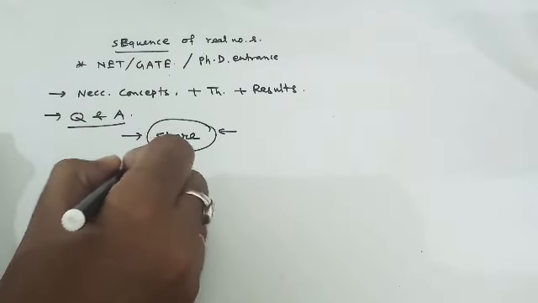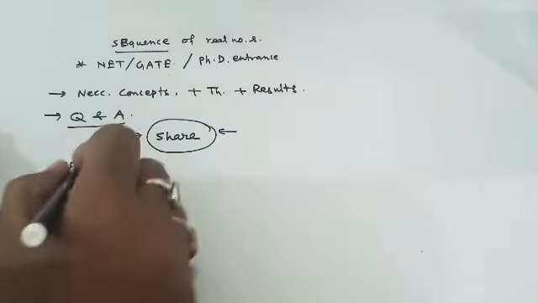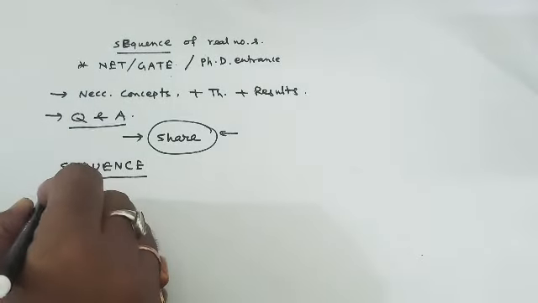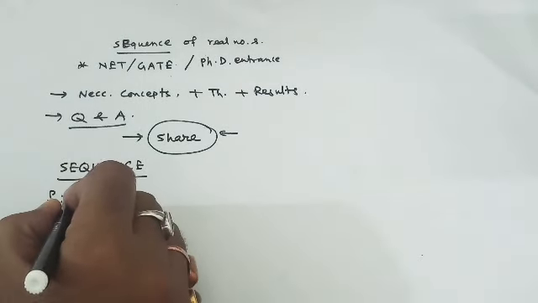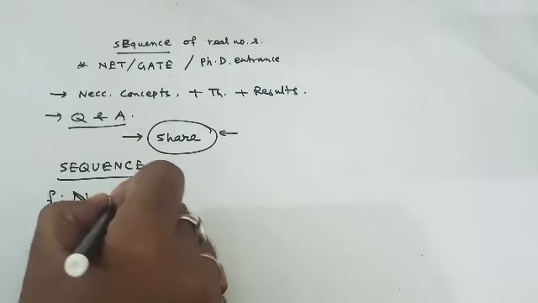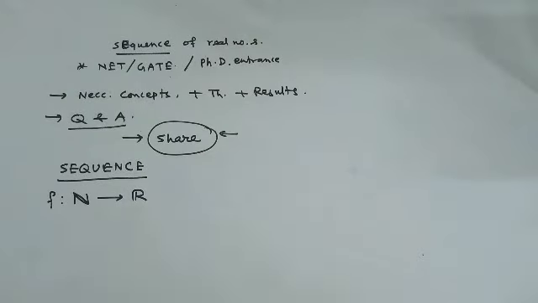Let's start with this topic, sequence. So basically, when we have a sequence of real numbers, what actually does it mean? It means that you have a function whose domain is fixed and this domain is N, and the codomain is going to be the set of real numbers. So that is basically a sequence. A sequence is a mapping or function from the set of natural numbers to the set of real numbers in case of a real sequence.